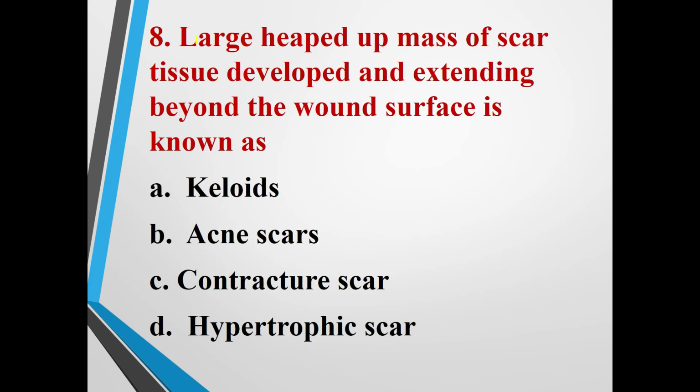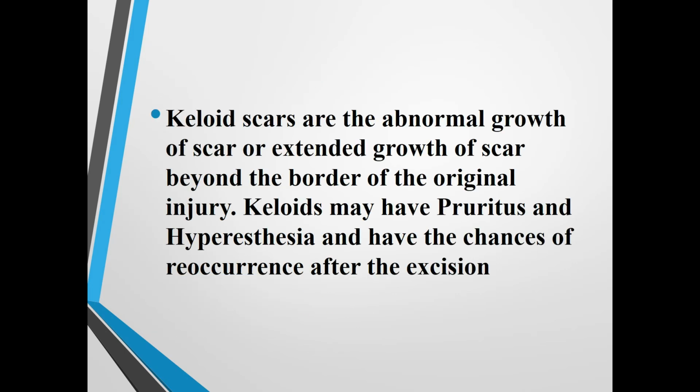Next question. A large heaped up mass of scar tissue that develops and extends beyond the wound surface is known as. Options: A. Keloids, B. Acne scars, C. Contracture scar, D. Hypertrophic scar. Answer is A. Keloids. So keloid scars are the abnormal growth of scar, or extended growth of scar, beyond the border of the original injury. Keloids may have pruritus and hyperesthesia and have the chance of recurrence after excision.